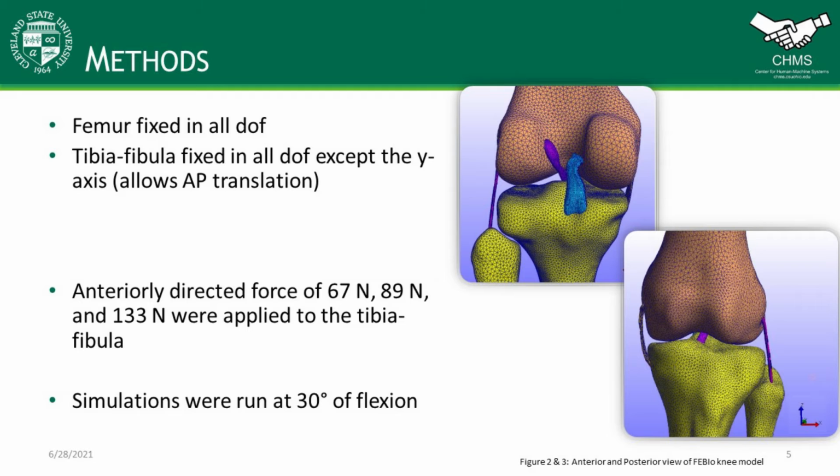To replicate the anterior drawer test, the femur was fixed in all degrees of freedom, whereas the tibia and fibula were fixed in all degrees of freedom except the y-axis to allow for anterior-posterior translation. Anterior directed forces of 67, 89, and 133 newtons were applied to the tibia and fibula, and simulations were run at 30 degrees of flexion. In total, 22 pediatric knee models were utilized for this experiment.